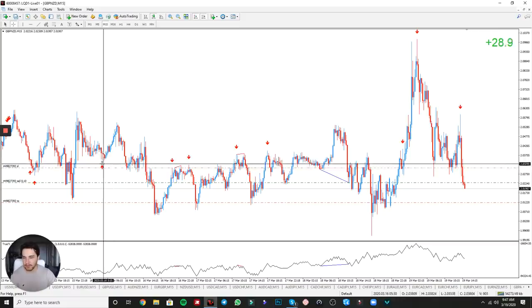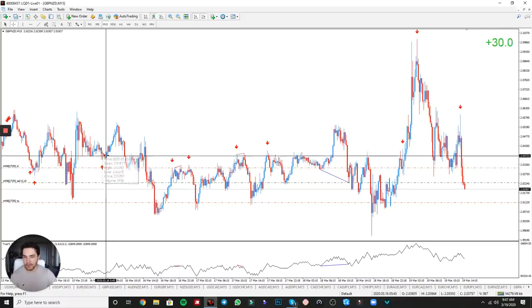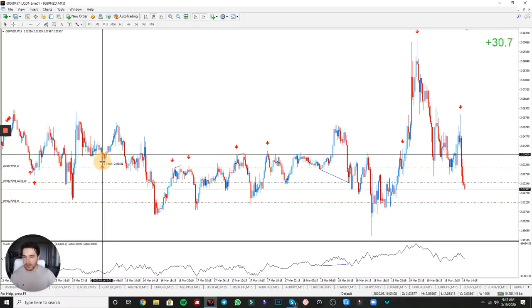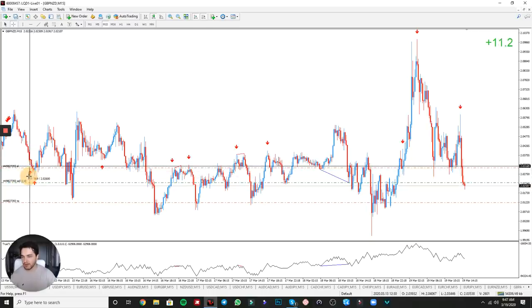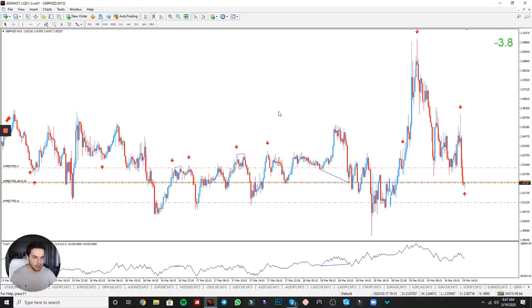Look at this right here. Kangaroo tail. So if you would have gotten in on the kangaroo tail right here, that would have been a 30 to 40 pip drawdown. And then boom, spiked up by 160 pips. Right here, kangaroo tail, you would have been in drawdown by about 50 pips. Boom, 200 pips. So this is what I'm saying.